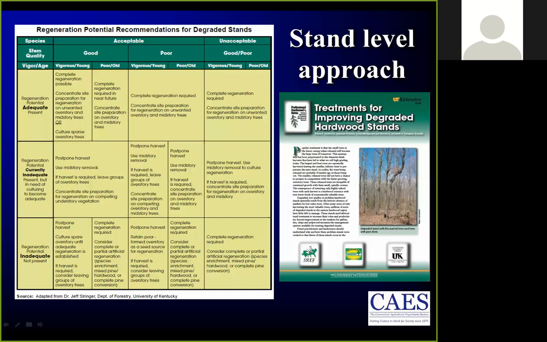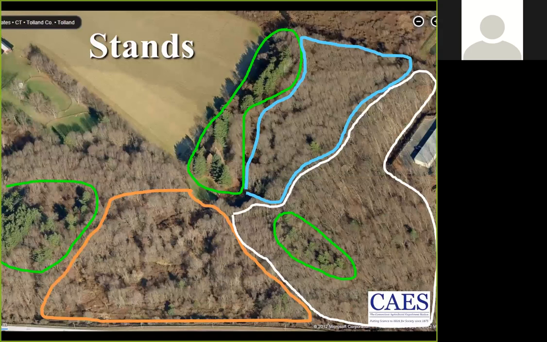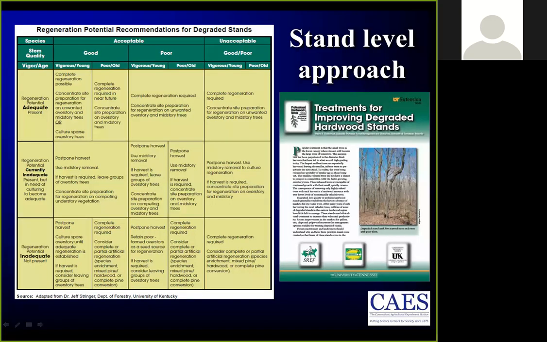If you use the whole stand approach, you're going to treat this entire stand the same. This white stand, with the mature oak and sugar maple, you probably would want to give the same prescription or the same management to the entire unit. But imagine if your stand was like this: if you do the same prescription, the same management, you have very different starting conditions.